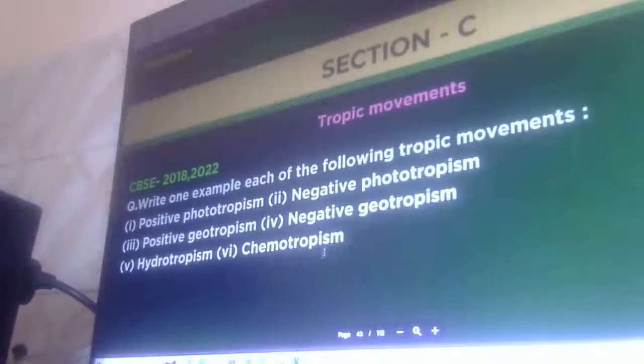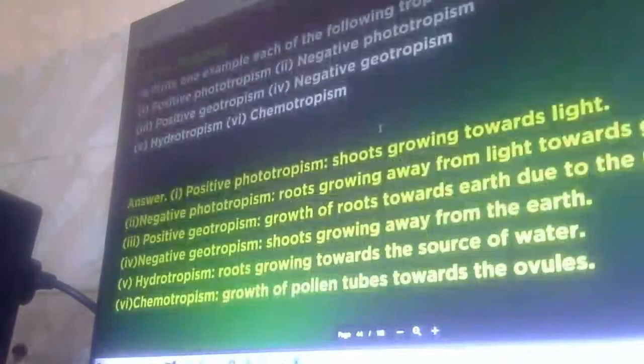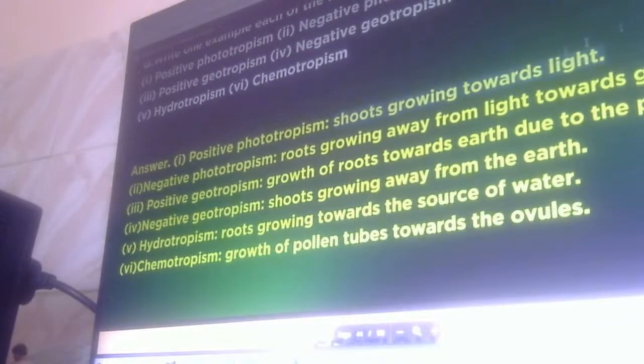One example, positive phototropism, is the plant growing towards the sunlight. Negative phototropism is the roots going into the ground. Positive geotropism is roots going into the ground. Negative geotropism is the plants going upwards. Hydrotropism, again roots into the ground. Chemotropism is a pollen grain creating a pollen tube to the ovule in the flower. Shoot, root, shoot, root, pollen tube to its ovule.